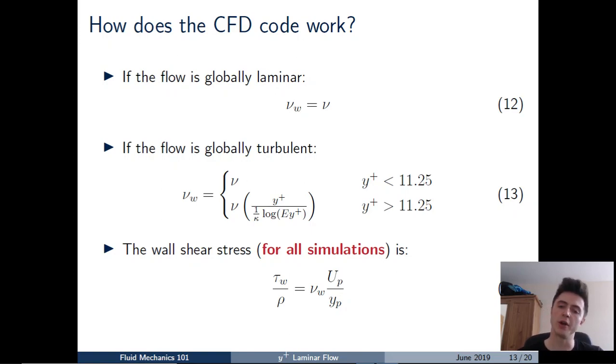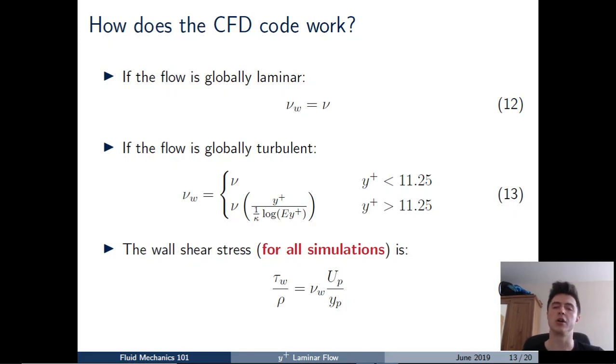But for this video, what we then move on to do is use equation 14 for the wall shear stress, and it's important to note here that the same equation for the wall shear stress is used for all simulations, regardless of whether the flow is globally laminar, globally turbulent, or locally laminar. It's given by the product of that near wall kinematic viscosity and the linear velocity gradient there.